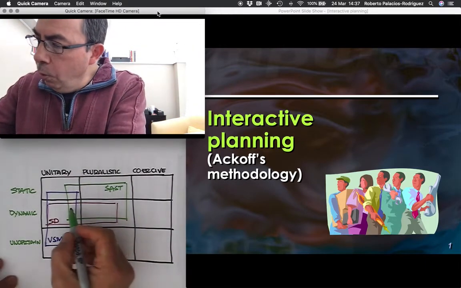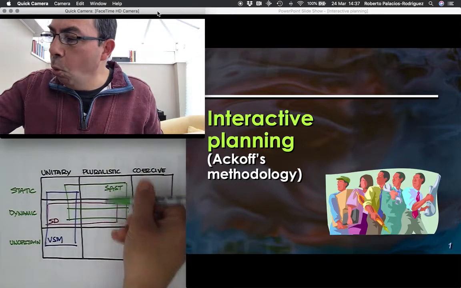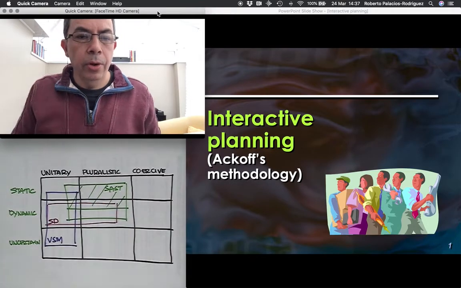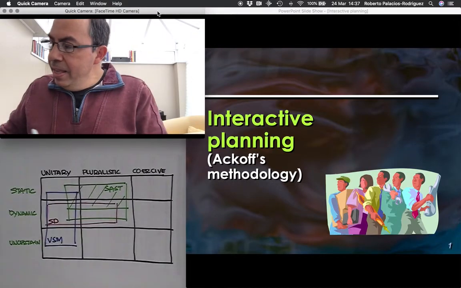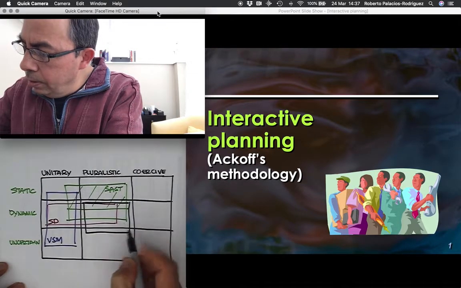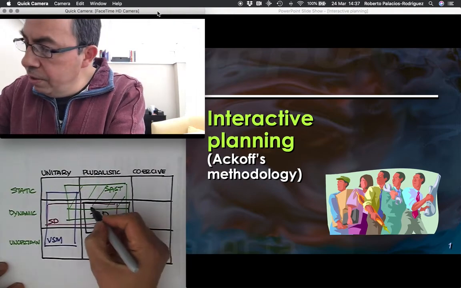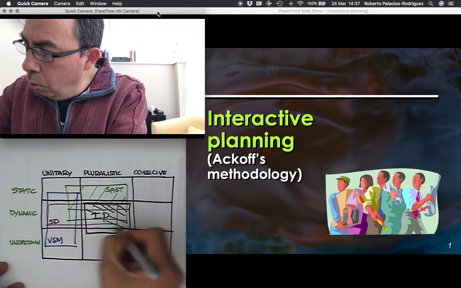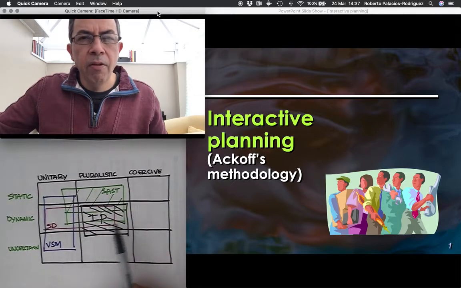Probably I went too much on this Y dimension if you want. So SAST could be an option down there. Today's methodology, interactive planning, is a good option if you are dealing with a problem somewhere here. Let me say IP. So interactive planning could be a good strategy if you're dealing with a problem which is located around this area.